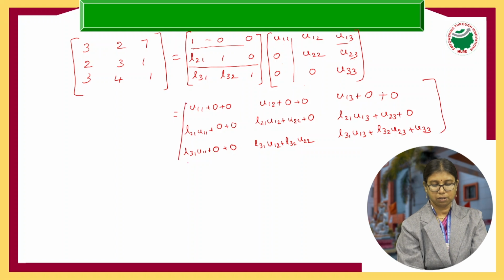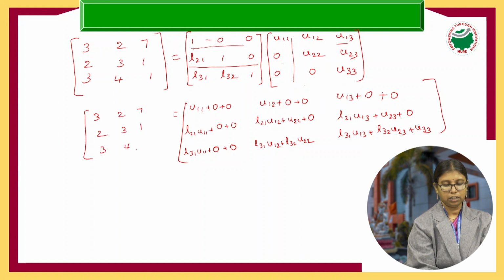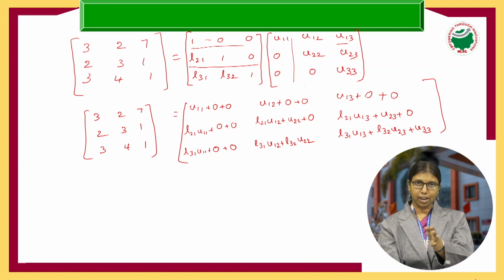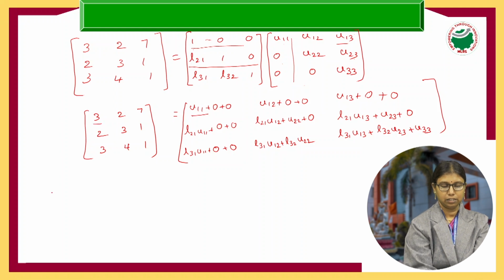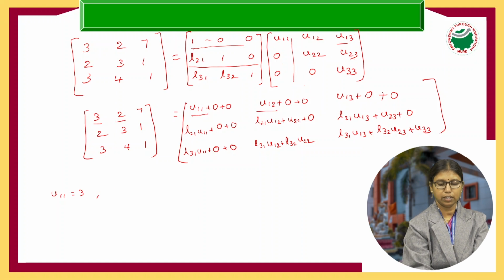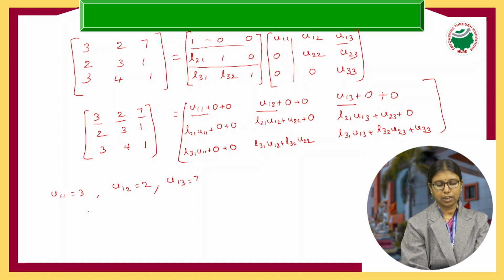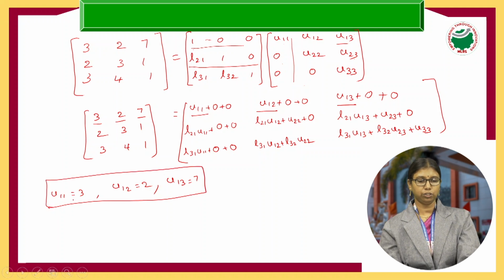So, this is the matrix multiplication value, and here on LHS you are having the A matrix, that is 3, 2, 7, 2, 3, 1, 3, 4, 1. Now, what we have to do, you just compare the values in both the matrices. So, here U11 is 3, next U12 is 2, and next one U13 is 7. So, on comparing the first row values, you got the values of U11, U12 and U13.